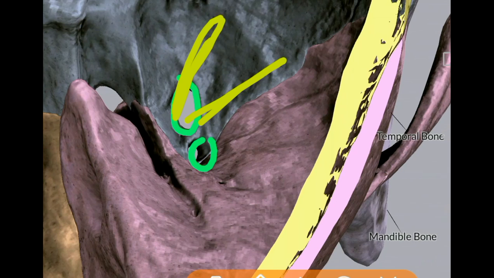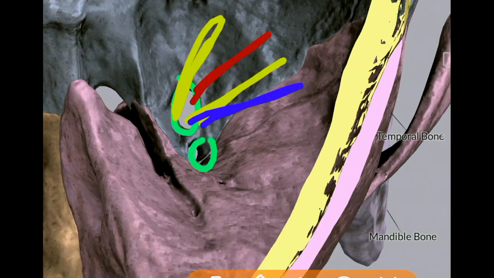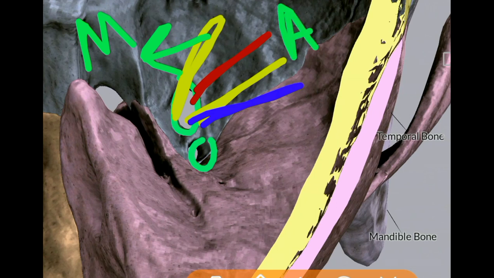And then the lesser petrosal nerve. The lesser petrosal nerve is a branch of the glossopharyngeal nerve. And the accessory meningeal artery, which comes here; it is a branch of the first part of the maxillary artery in the infratemporal fossa. And lastly, emissary veins connecting the pterygoid venous plexus with the cavernous sinus.